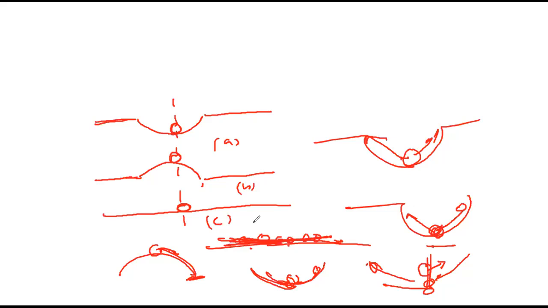Three cases we have shown. In all the cases, net force is zero, but their potential energy is different. Just draw the diagram. If you have completed, please tell me.